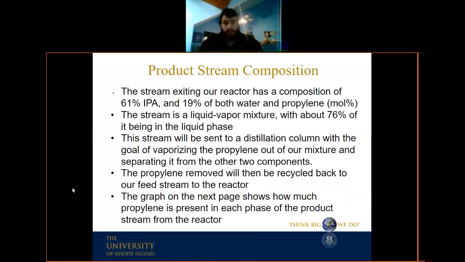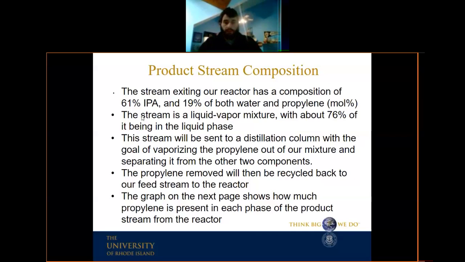So as I said, we're going to have 62% isopropyl alcohol exiting the reactor, and then 19% of both water and propylene. The stream is a liquid vapor mixture with about, I believe, 76% of that mixture in the liquid phase. So we're sending the stream from the reactor. The product stream from the reactor will be our feed into our distillation column, our separator.